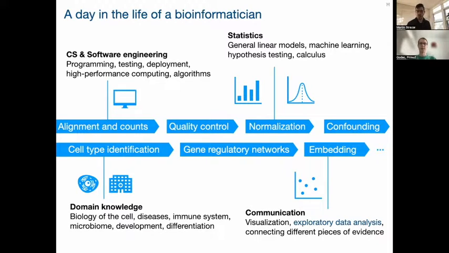Last but not least, we would like the end product of analysis to be visually appealing and serve a clear message, where one connects different pieces of evidence into a conclusive story and the outcome of the analysis.